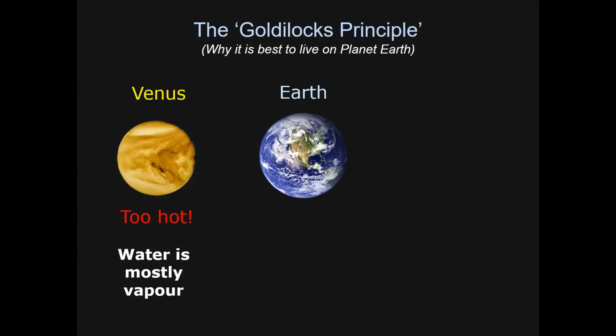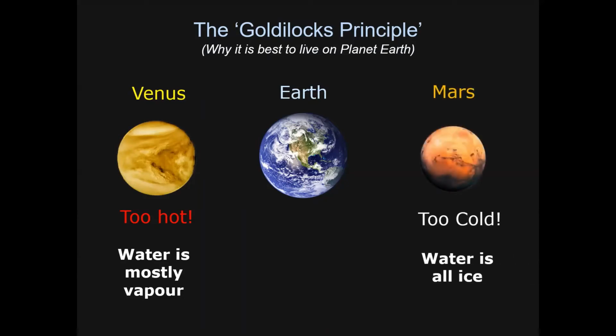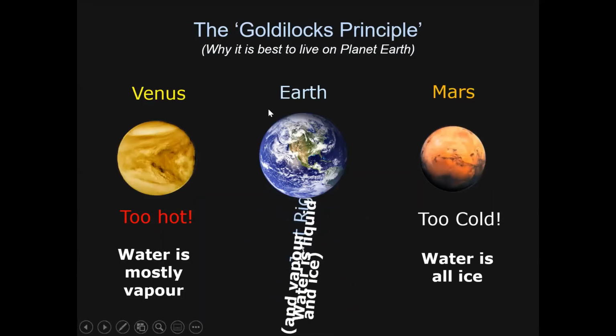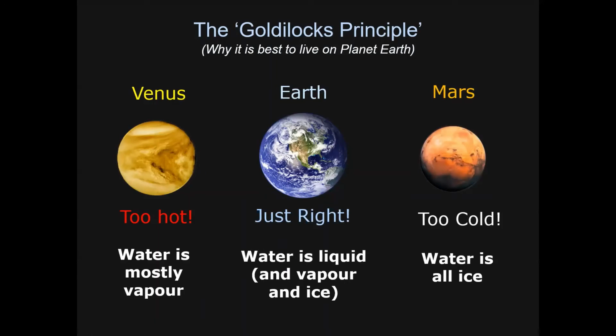It has water. The water is mostly vapor. Another bowl of porridge was too cold. And that's kind of like Mars, where the water is all ice. And Earth is just right. We have water in all the states. We have liquid, vapor, and ice, and the porridge is just right. So this is Earth. It's a good place to live.